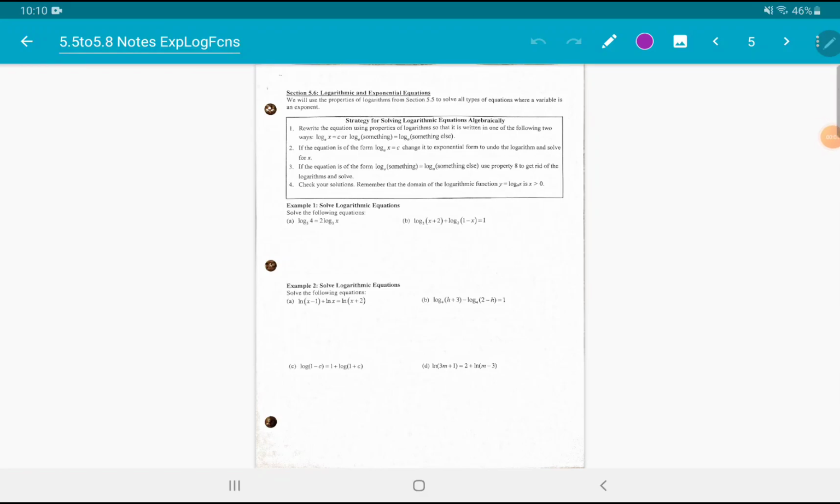Lesson 5.6, Solving Exponential and Log Functions. Let's take a look at example 1, solving logarithmic functions first.